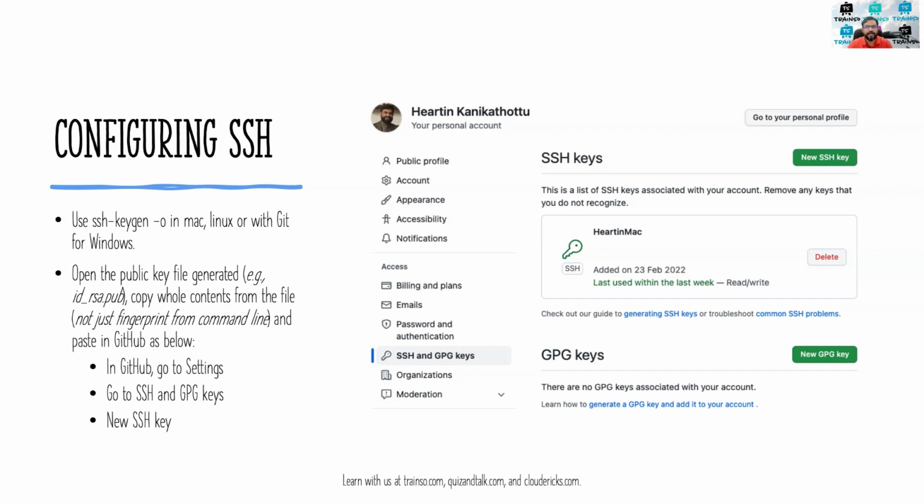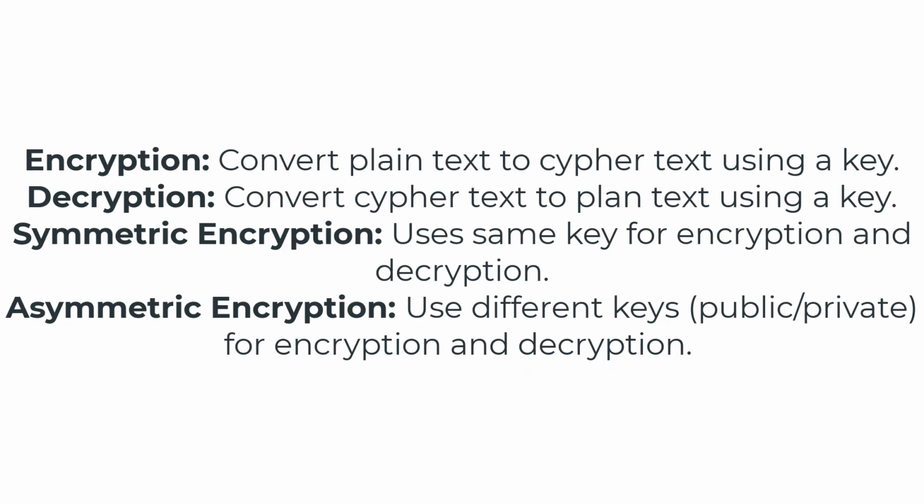Let me quickly tell you about this public and private key combination. Whenever you have a public private key combination, you share your public key with others. Whenever you are encrypting something using your private key and sending it, so what is this encryption? Encryption is a way to make sure that nobody else will read your messages. When you encrypt a message, it will change your plain text into a cipher text, and when you decrypt a message, you change the cipher text back to plain text, and this is done using a key.